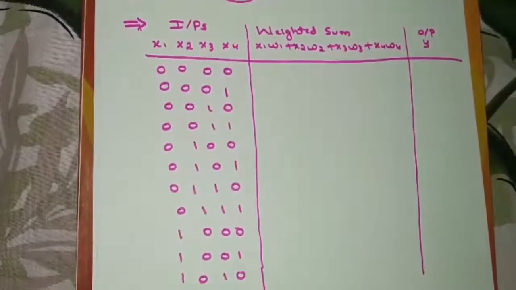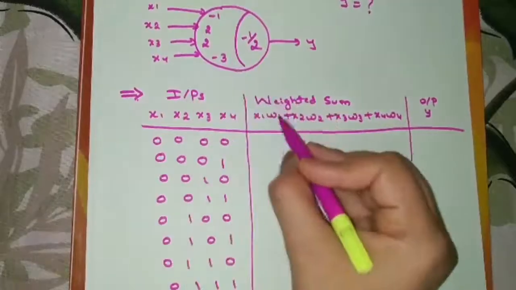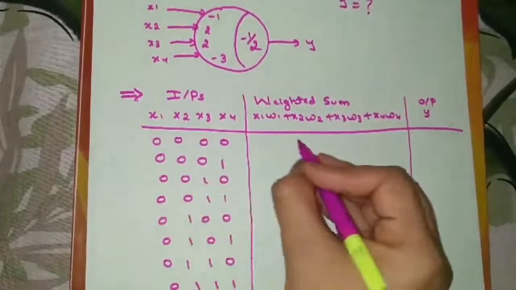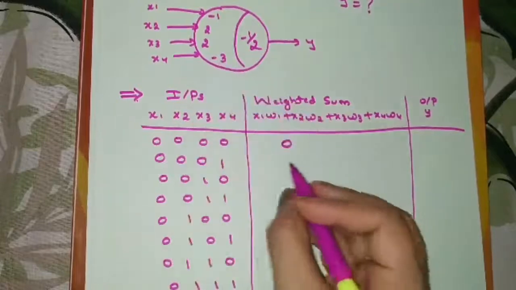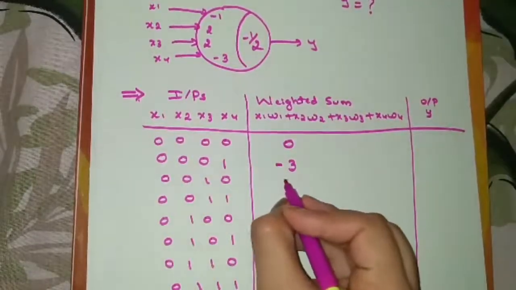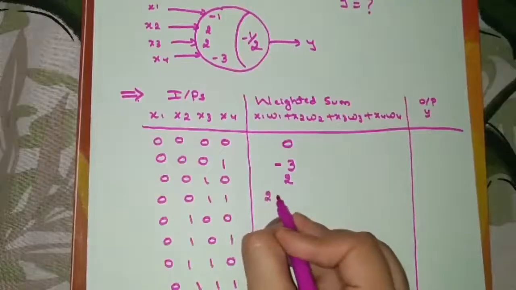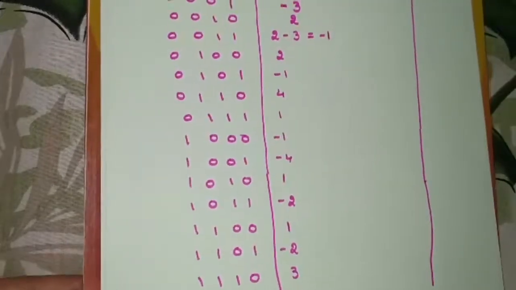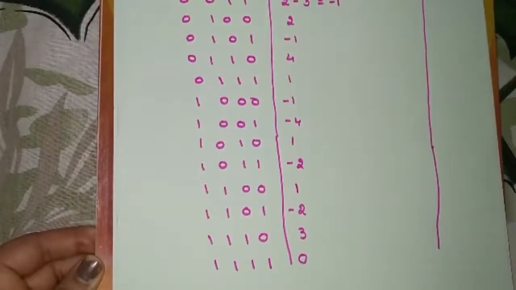I hope you are able to see it. Next, substitute the values of x1, x2, x3, x4 as well as w1, w2, w3, w4 in this equation and write down the weighted sum output. For the first one, weighted sum will be 0. For the second one, 1 is present only at x4. Just write down the value of w4, that is -3. For the next one, the answer will be 2. And next we have x3 and x4 as 1 1, so that will be 2 - 3, which is nothing but -1. Like this, complete the whole column. I have completed the whole column. Please cross check with your answers.